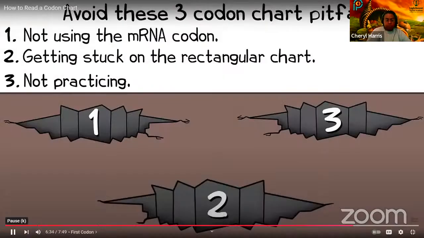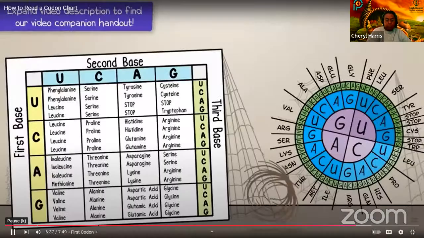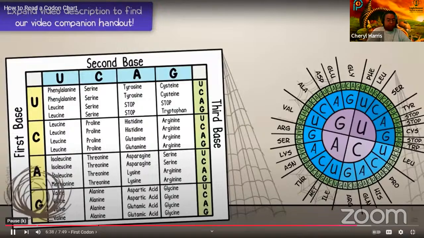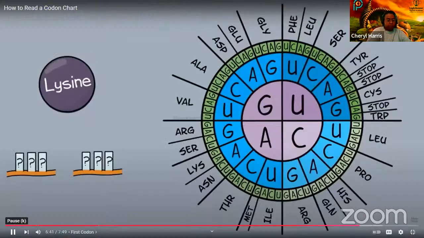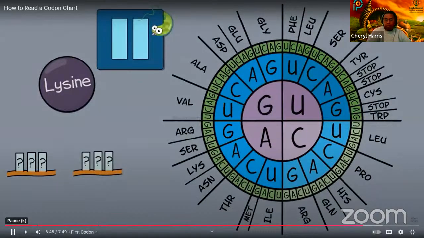Pitfall number 3, not practicing. You gotta practice, that's why this video has a video companion. So let's do some more practice by going backwards. So using this circular codon chart, can you tell me the 2 codons that code for lysine?